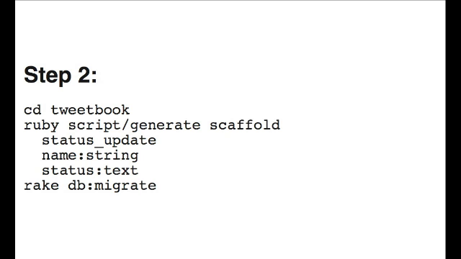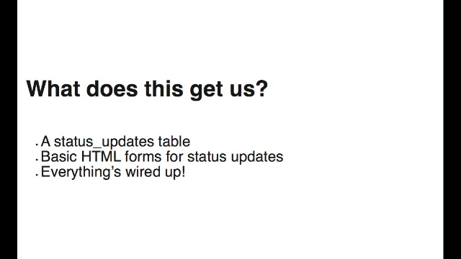Okay. And it has two fields. It has a name, which is a string, which is the name of the person who's doing the status update, and the status, which is a text, which is essentially a longer string. And we can add more stuff later. So we run that, and then we run this, which creates our table in the database.